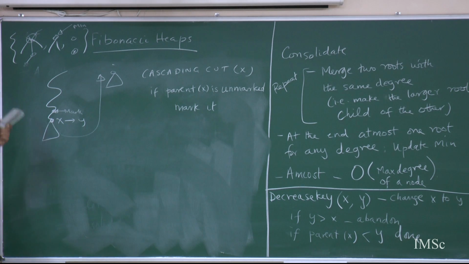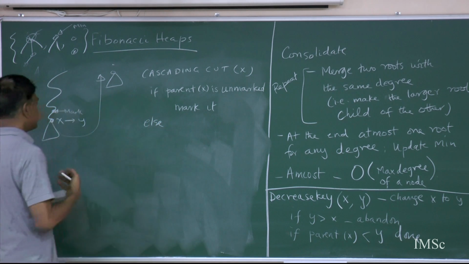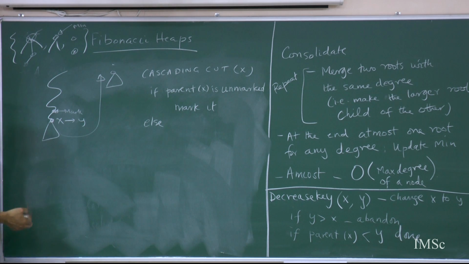What if the parent was already marked, right? Then this is the second child being lost. I have already cut x, so there was maybe some other subtree which was removed. This is also removed now, I have done that. So now I am going to take the subtree rooted at the parent and cut it. Okay, so parent may have a lot of other things going on, right?